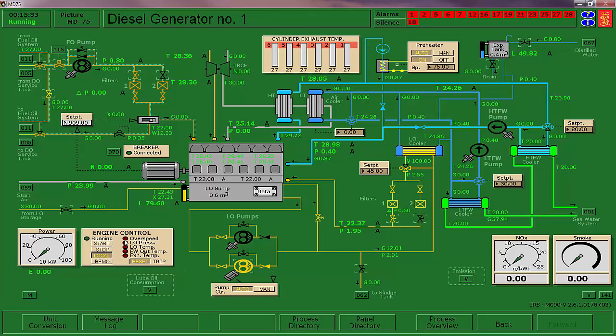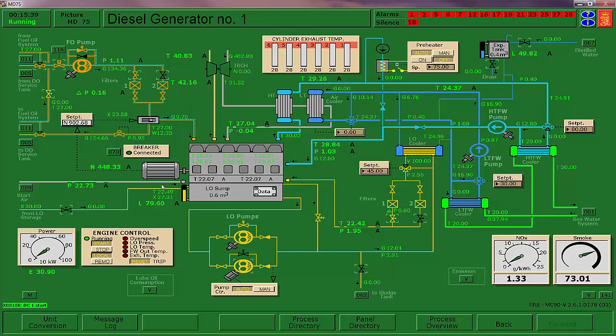All right, we'll go ahead and start it. You can see our RPM coming up. We will get a lube oil low temperature and a jacket water low temperature. That's because we didn't have any power available to preheat the generator. It's not going to hurt it this time to start it cold. We're going to watch our exhaust temperatures come up.